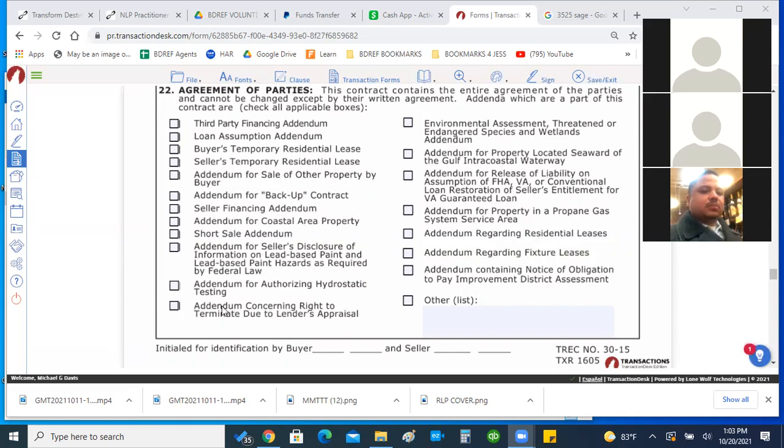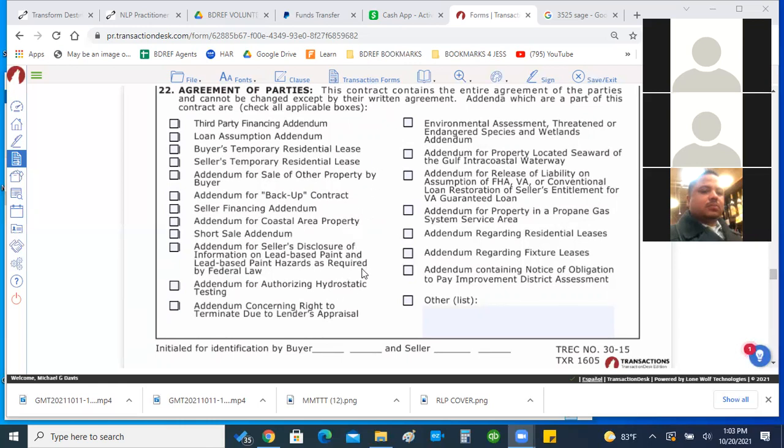Well, if you don't have this addendum, although you've done the third party financing addendum, then just because it didn't appraise for $200,000, you don't have a right to terminate and get your earnest money back. Now you can still terminate, but you don't get your earnest money back, right? So you got to pony up that extra $20,000 unless you have this addendum filled out and added with your offer. So you want to make sure you submit that as well.